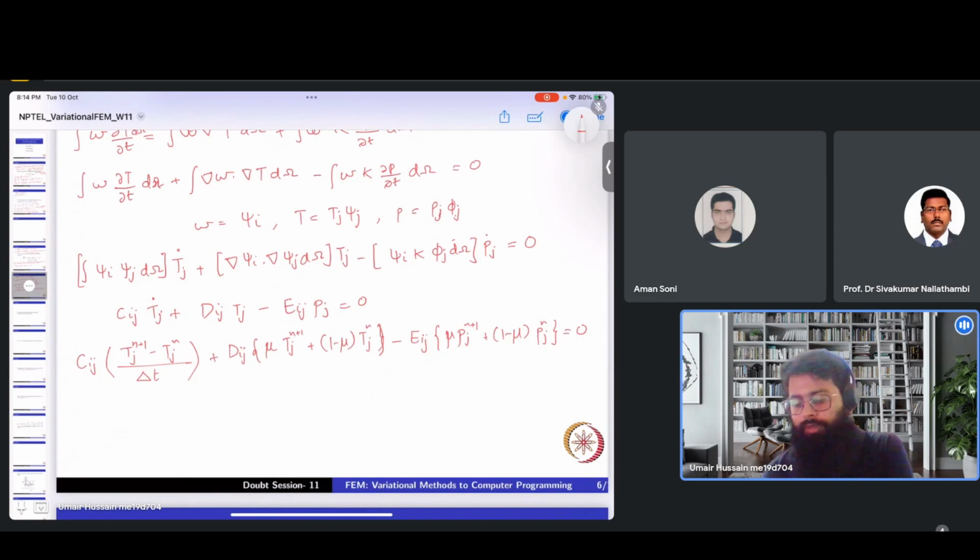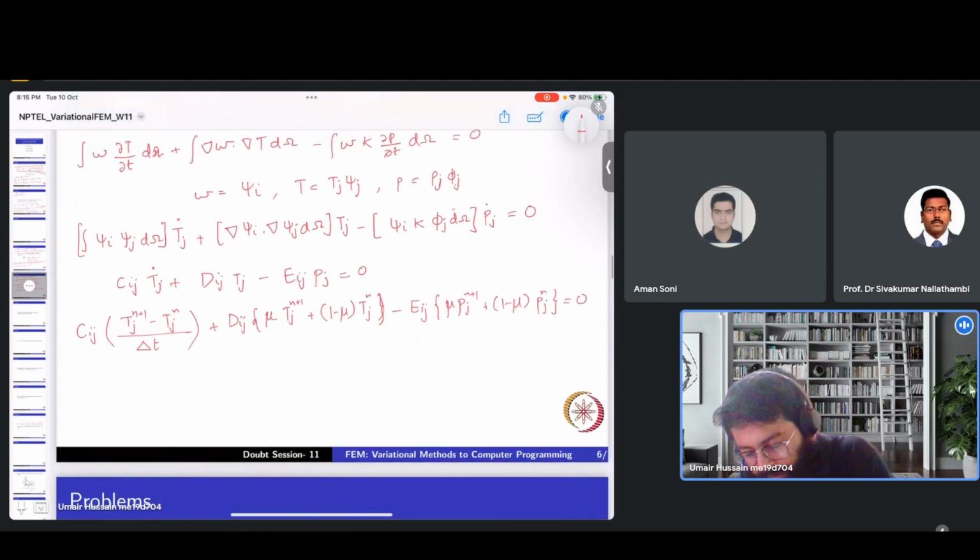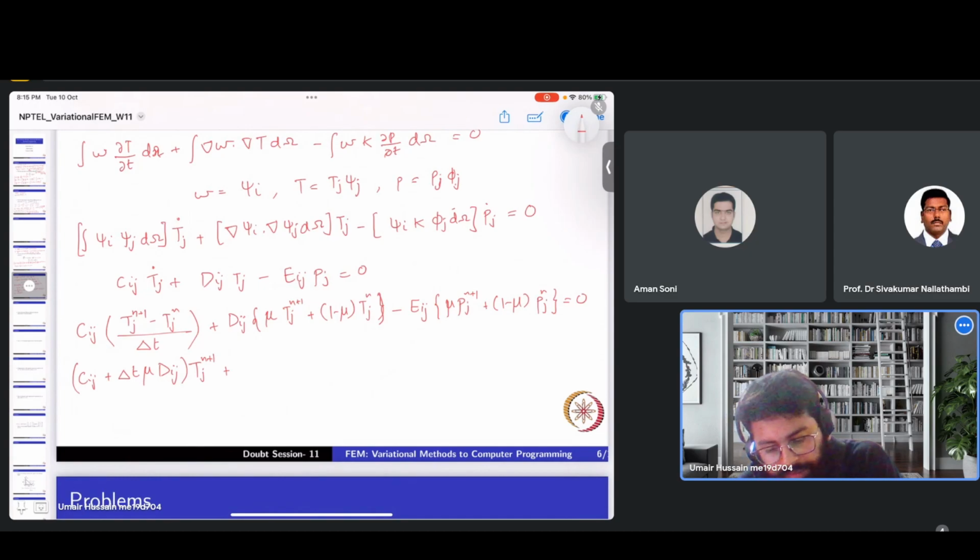So now we have two variables, Pj^(n+1) and Tj^(n+1). It's a coupled problem. So we combine the respective coefficients. First for Tj^(n+1), we have Cij, then we have delta t mu times Dij. That is the coefficient of Tj^(n+1). Then for Pj^(n+1), what is the coefficient we have? It's just minus delta t mu times Eij. There is no other term, right?